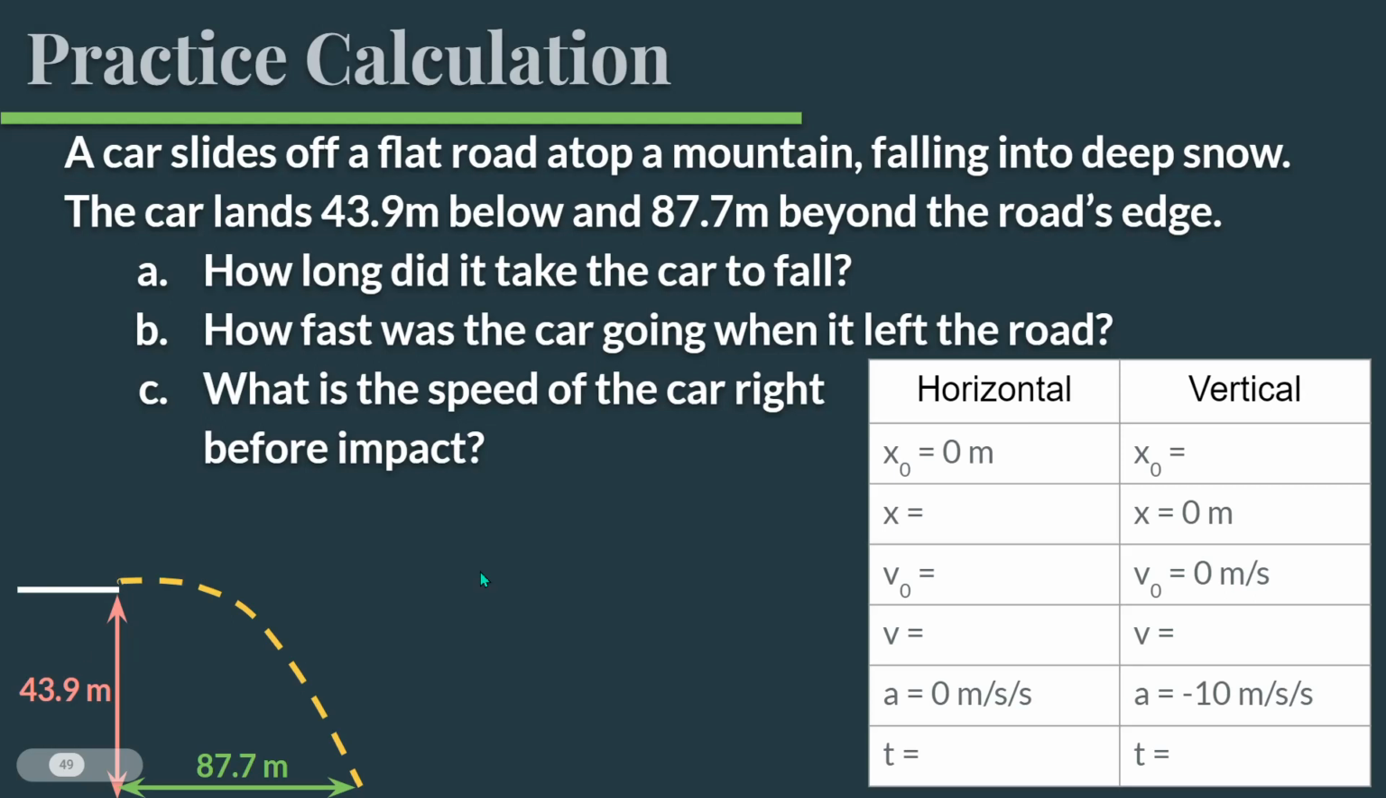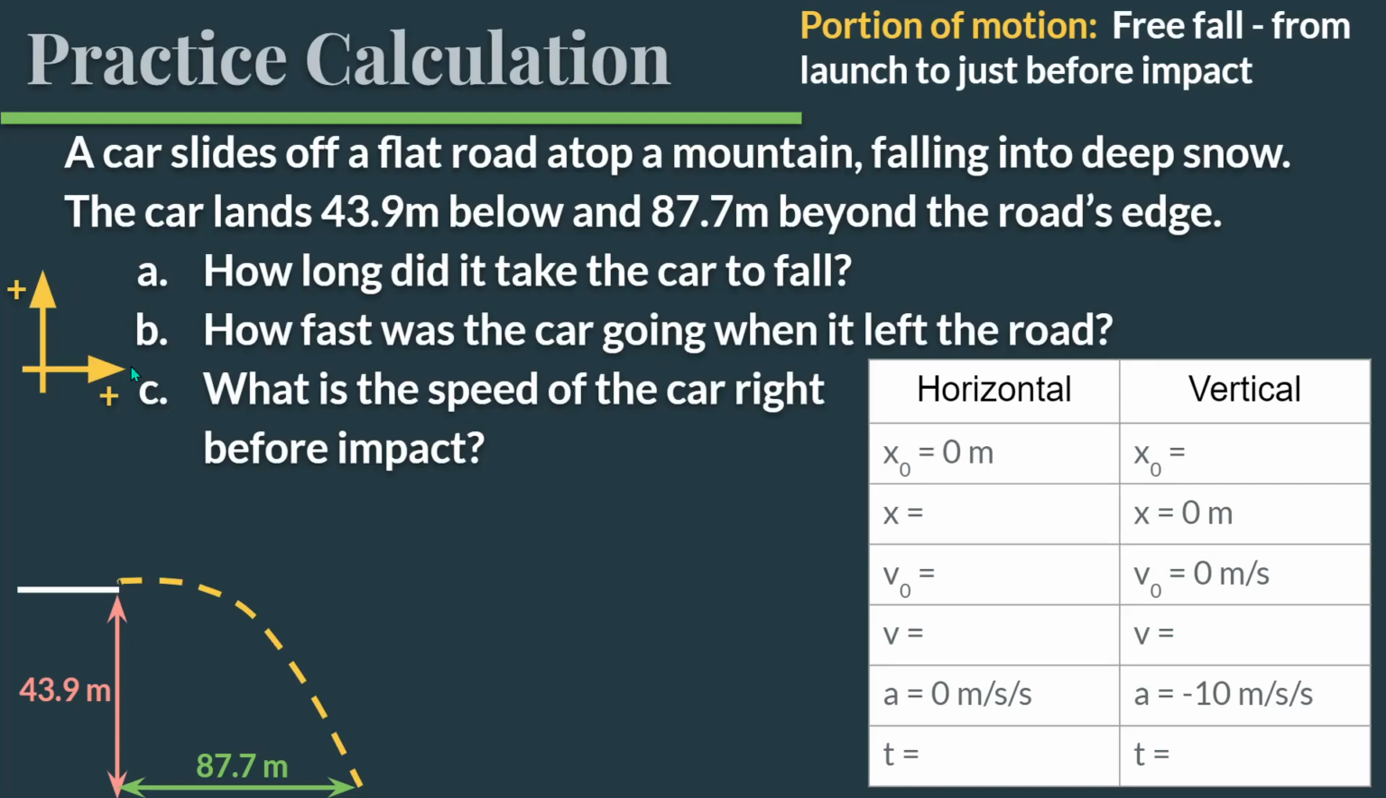So I'm going to call my, oh, sorry, I forgot to do the rest of this. Let's do this first. I'm going to call up the positive direction and right the positive direction. There's my positive direction labeled. The portion of the motion I'm looking at is just the free fall stuff. I don't care about it until it's in the air, right after it leaves the road to the point just before impact. So we're only examining it while it's in free fall. So now back to this.